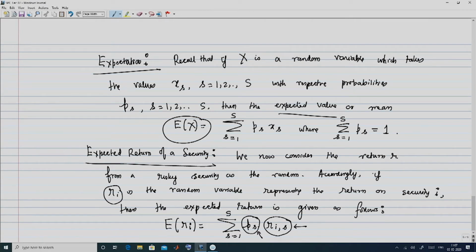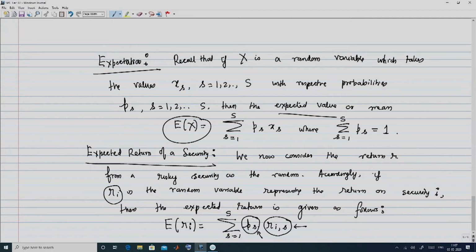An example for this could be that this small s, s equal to 1 to capital S, these capital S number of things could be the state of the economy. In particular, if you go back to the binomial model, you can actually see this p of s, these are going to be p and 1 minus p, and for the return Ris there are two possible values, namely u and d, given by the upward and the downward movement.